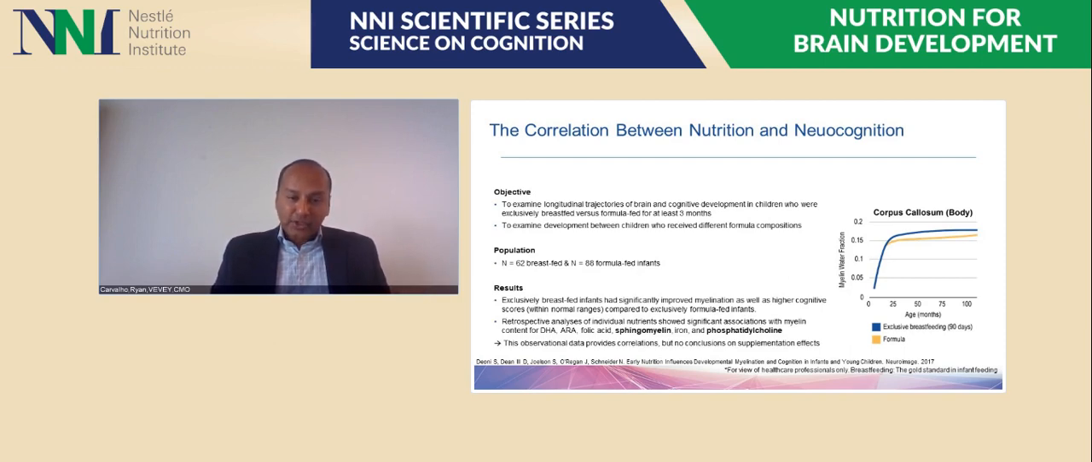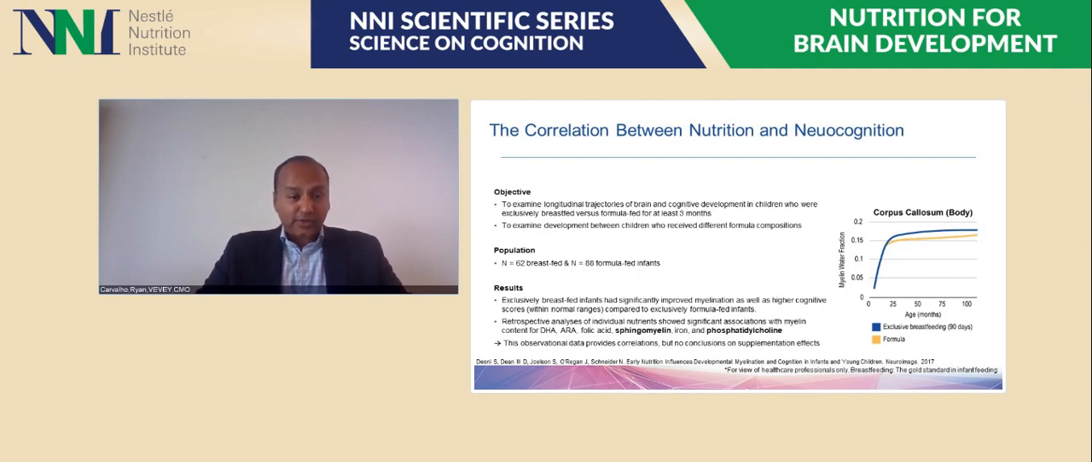What this study taught us, as you can see by the graph with the blue versus the yellow, is that exclusively breastfed children had higher levels of myelin water fraction in the corpus callosum of the body of the brain compared to children who were not exclusively breastfed. The results of the study, which were done to really understand what is the difference in the nutrient composition, showed us that a retrospective analysis of the data taught us that certain nutrients showed a significant association with myelin content.